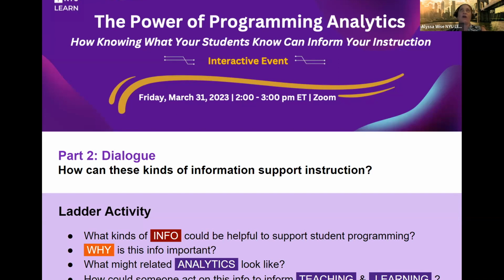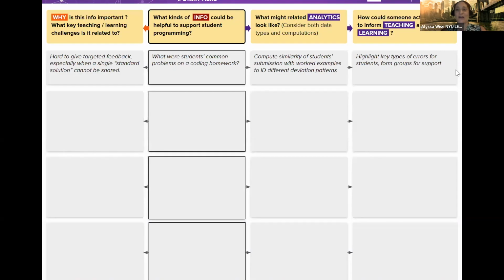So thinking about either what Sharon just said or other things you already know about, what kinds of information would be useful to instructors to help support students learning to program? Why is that information going to matter? What would analytics potentially look like? And how could someone do something about it? We have this little ladder, put together by our Learn doctoral scholar, Fanji Lee, and it gives you just a nice little example.